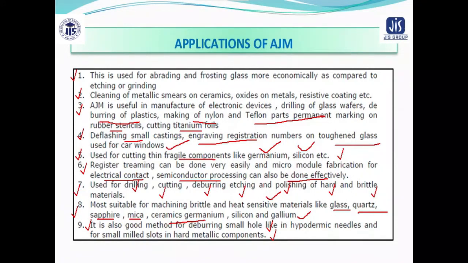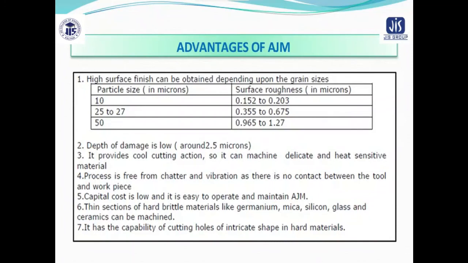Okay, now let's move to the next slide. Now, what are the advantages of AJM? Every process has some advantages and disadvantages. So the first advantage is that a high surface finish can be obtained. And obviously, as I have already discussed earlier, the high surface finish obtained is directly proportional to your grain size.